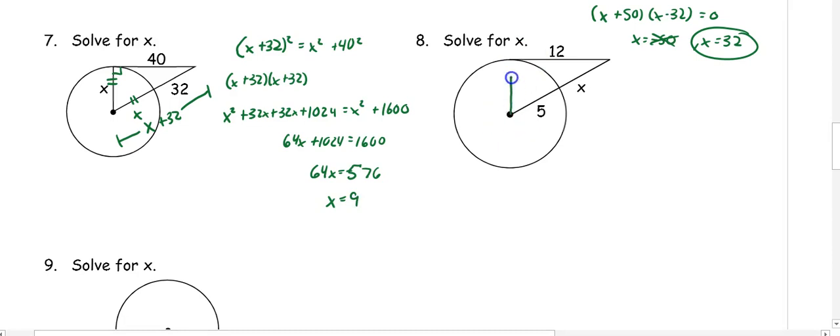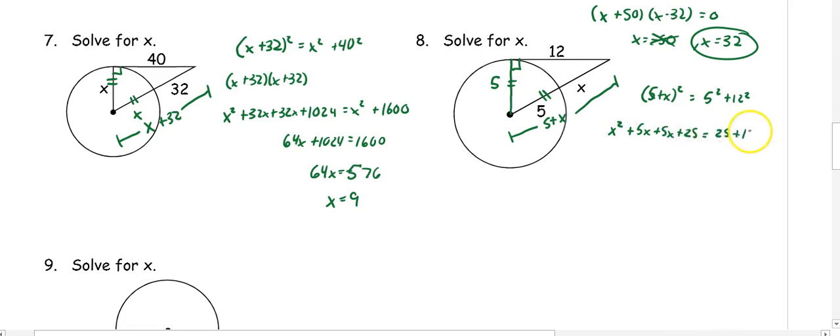Number 8, we're missing the radius, but we can draw it in to create our right angle, and the radii are going to be congruent, so they're 5 and 5. So when I set up my Pythagorean theorem, this whole side is 5 plus x. So we would have 5 plus x squared equals 5 squared plus 12 squared. So that would get us x squared plus 5x plus 5x plus 25 is equal to 25 plus 144. We can move everything to the x squared side. So we get x squared plus 10x minus 144 is equal to 0.